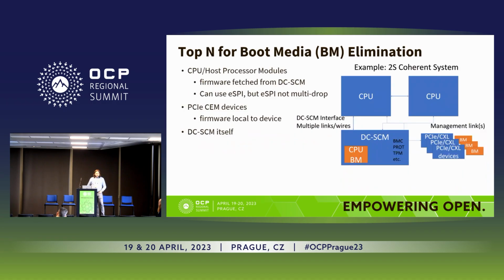What are the top places where we can start removing some of this boot media? The CPU and host are some obvious, easy ones to do. But also look at all the PCI devices in there: all of your NICs, your GPUs, your accelerators, things like that. And maybe even the DC-SCM could at some point have the flash removed from there.